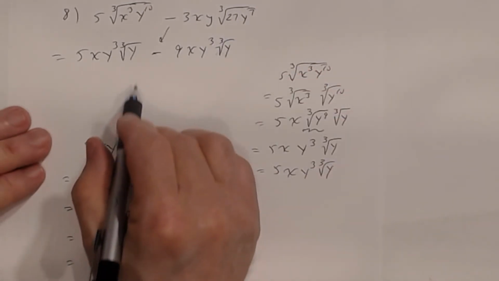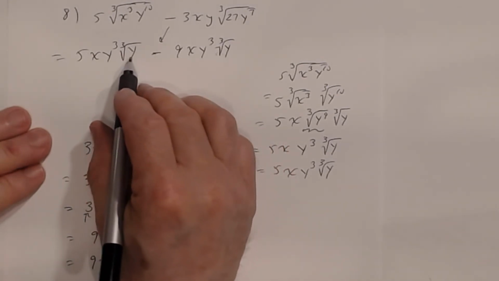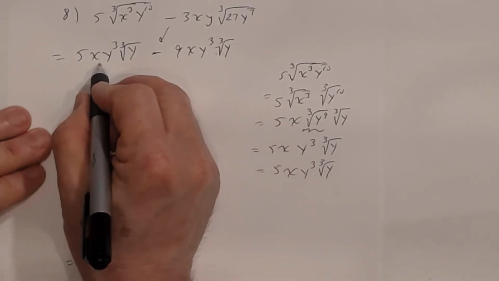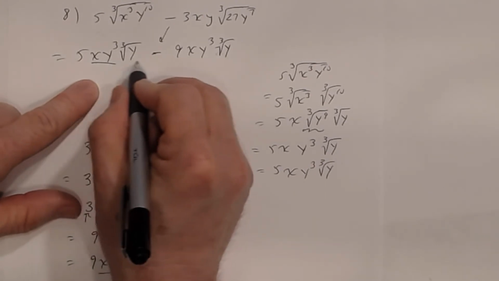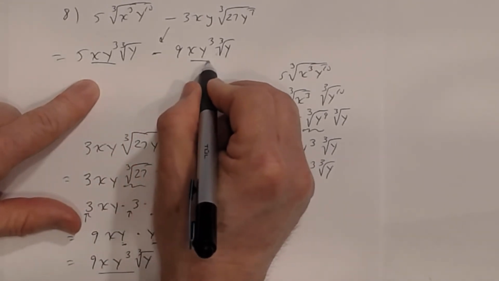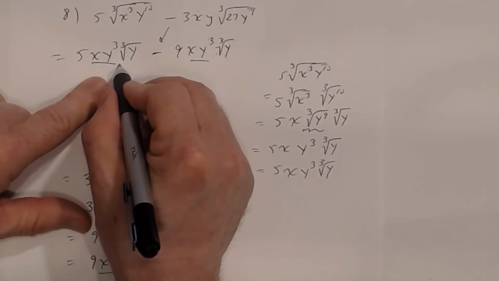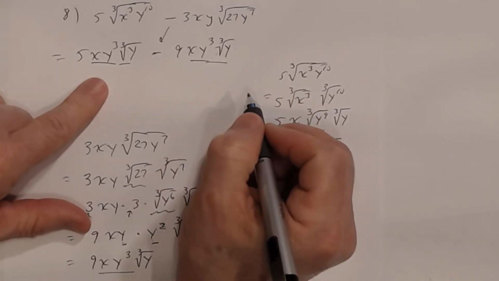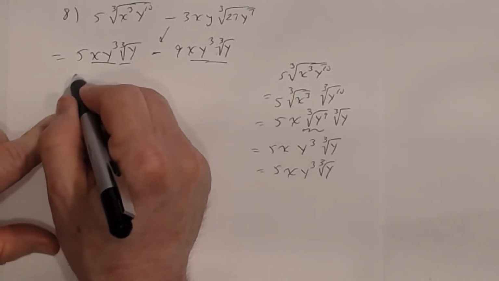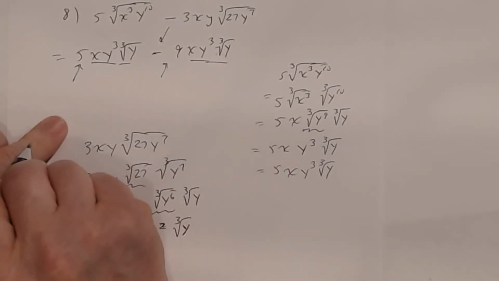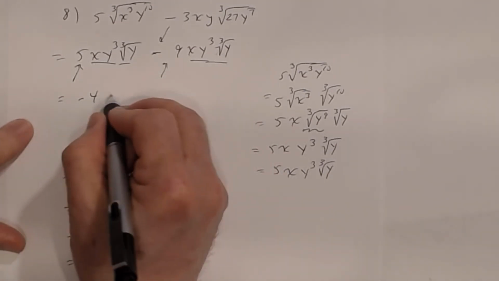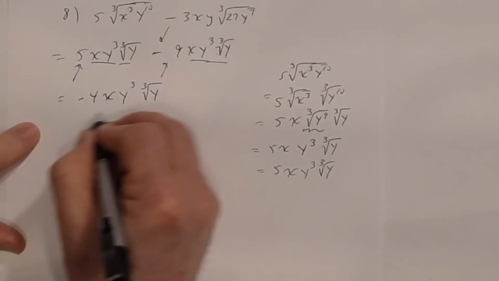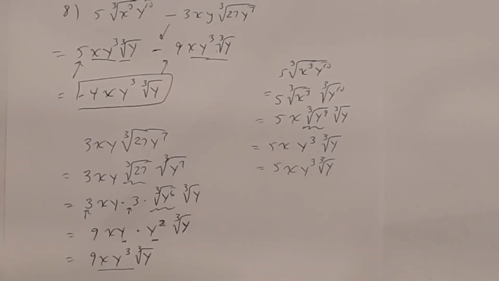Now look, are those like terms? They both have cube root of y, right? But they also have variables on the outside. So you've got to look at the variables. This is x, y cubed. This is also what? X, y cubed. So you have x, y cubed, cube root of y. And you have x, y cubed, cube root of y. So now they're like terms. So I can combine them. 5 and a negative 9 is a negative 4. So I get negative 4x y cubed, cube root of y. And that is it. All right.